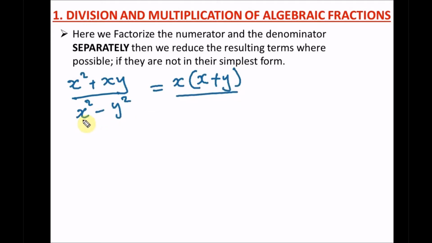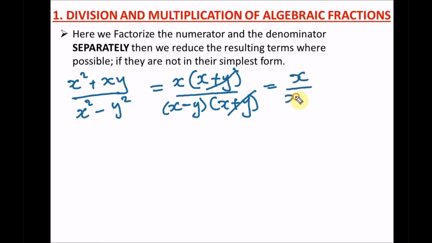Now to factorize this denominator, remember I've treated the topic difference of two squares. The difference of these two squares will give us (x minus y) bracket (x plus y). So what will happen here? Now you can see this is division, so this can cancel out this. And what are we left with here? We are left with x over x minus y. So we have to simplify to the simplest form.